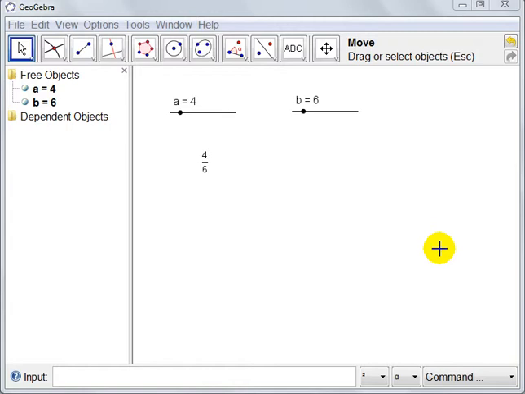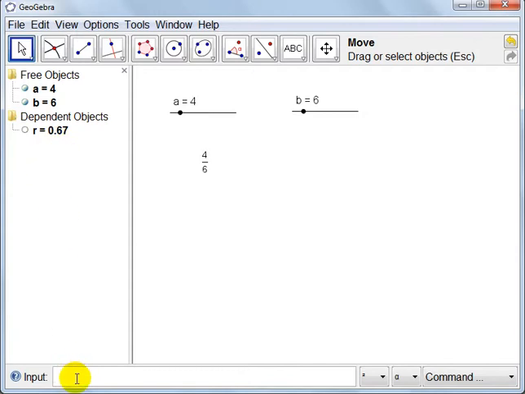Now let's do some operations with our fractions, and we go to the input bar, and let's say we type R is equal to A divided by B. I press the enter key, and if you notice in the algebra view we have R is equal to 0.67.